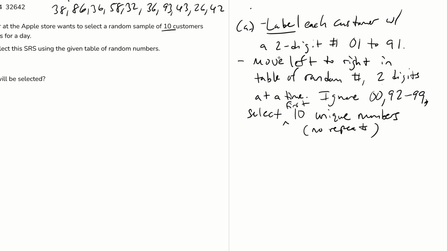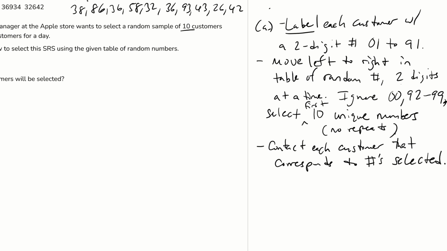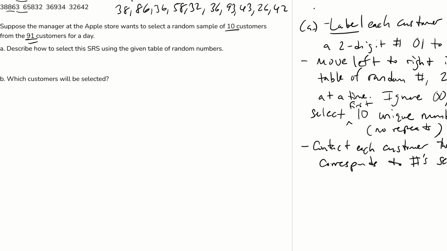Okay. All right. And then the last part is talking about contacting the people, right? So whoever is selected, whoever corresponds to that number, they're the one that's selected. Okay. So contact each customer that corresponds to numbers selected. Okay, there's our process. So that's what we're going to do.